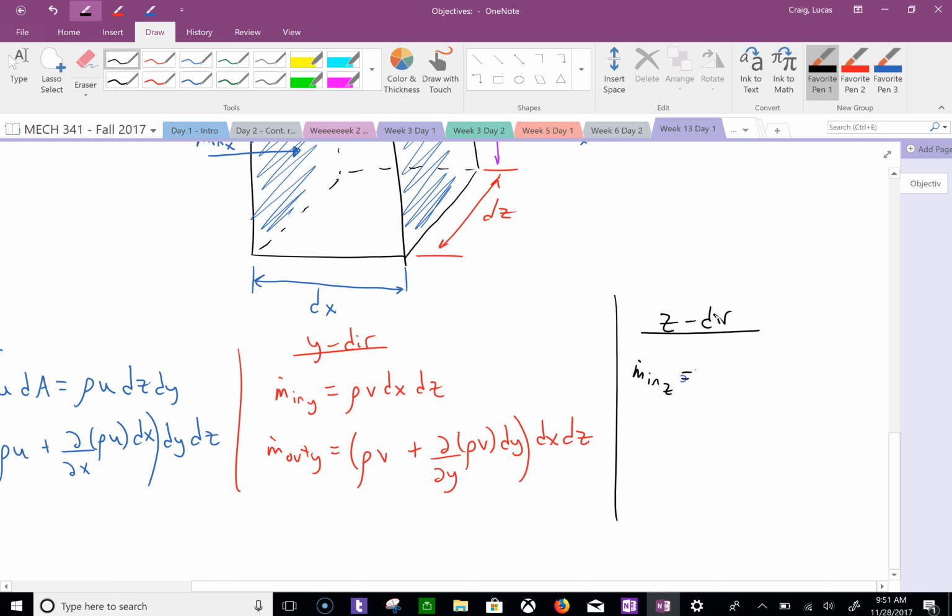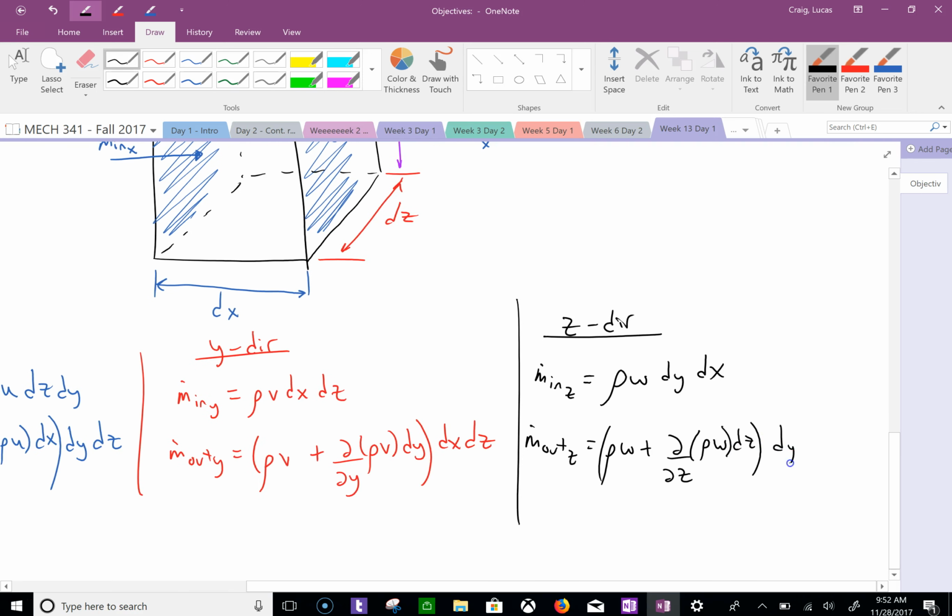All right, we'll do Z for completeness. Rho W dy dx, and m dot out in the Z is rho W plus the partial with respect to Z of rho W, dz, and dy dx. So just think of it in simpler terms, but we have to add these extra things in here to be actually complete in our analysis.